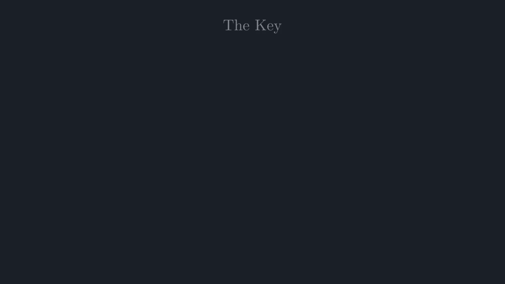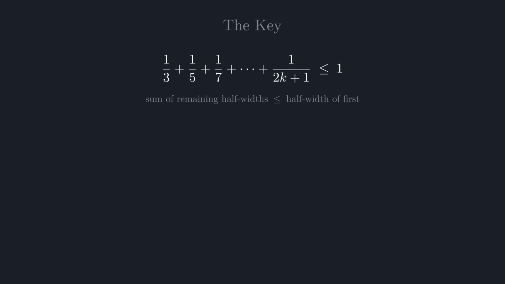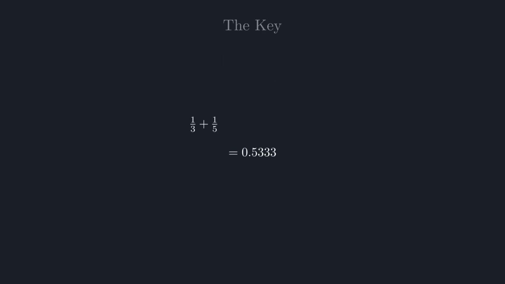Here is the key. The flat top survives as long as the sum of the half-widths of all the rectangles except the first is less than or equal to the half-width of the first rectangle. The first rectangle has half-width 1. The remaining half-widths are 1/3 plus 1/5 plus 1/7 plus 1/9 plus 1/11 plus 1/13. That sum equals 0.95555, less than 1. The flat top survives.